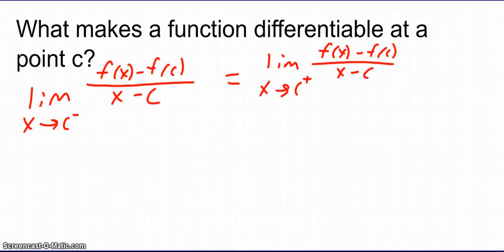Alright, so the simple way to say what makes a function differentiable at a point c is if the limit as x goes to c from the left of (f of x minus f of c) over (x minus c) equals the limit as x goes to c from the right of (f of x minus f of c) over (x minus c). Remember, this is our alternative form of the derivative. So if these are equal, then the function is differentiable at that point c. This also means that the function is continuous at c, that the limit exists at c, all of those things, but this is the simplest way to state that it's differentiable.